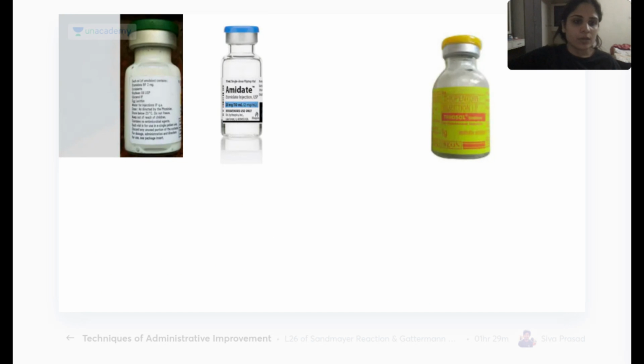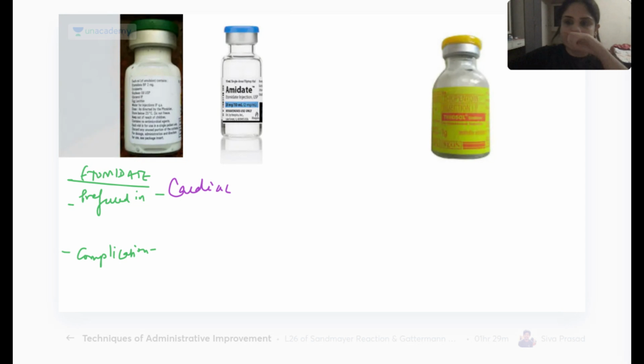so babies don't go into apnea. Now, next agent we have is Etomidate. There are only two questions asked about Etomidate. One is, Etomidate is preferred in which patients, and second, Etomidate causes what complication? Etomidate is a cardio-stable agent. It will maintain heart rate, blood pressure, everything very well. So it is preferred in cardiac patients. And what is the complication with Etomidate?